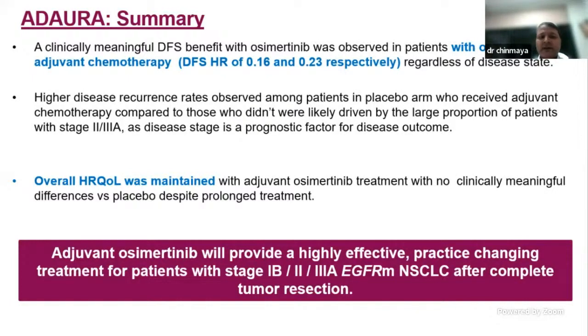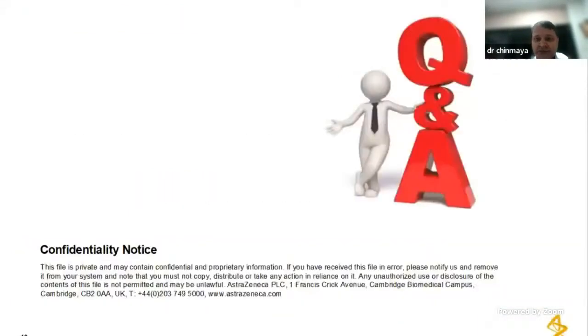And overall, the quality of life is maintained with adjuvant osimertinib with no clinically meaningful differences versus the placebo despite the prolonged treatment. So adjuvant osimertinib will provide a highly effective practice-changing treatment for patients with stage 1B, 2, and 3 EGFR mutated NSCLC after complete tumor resection.